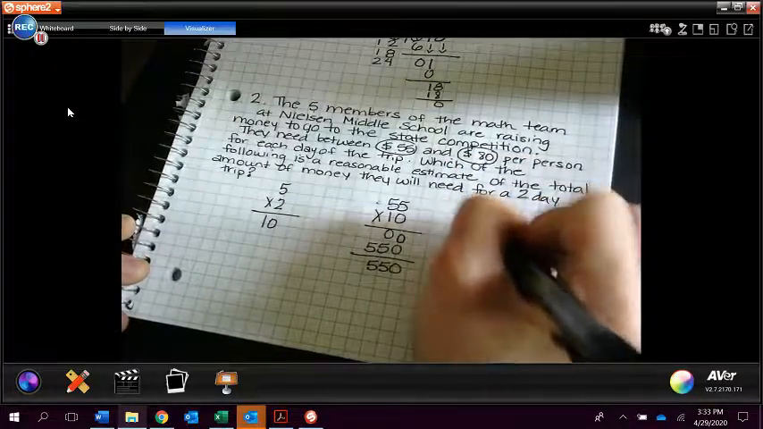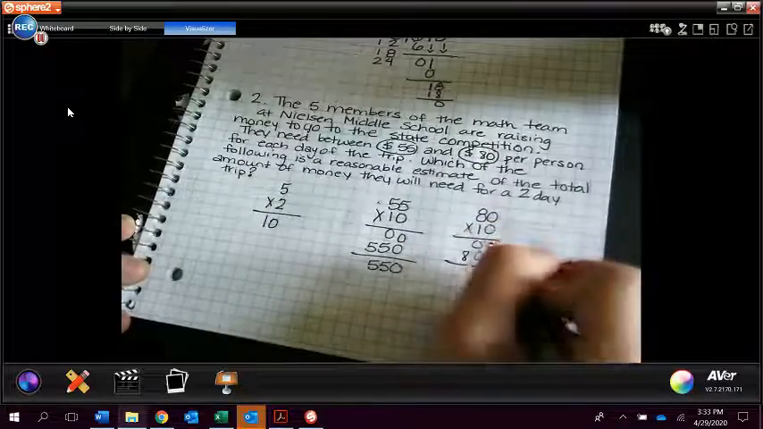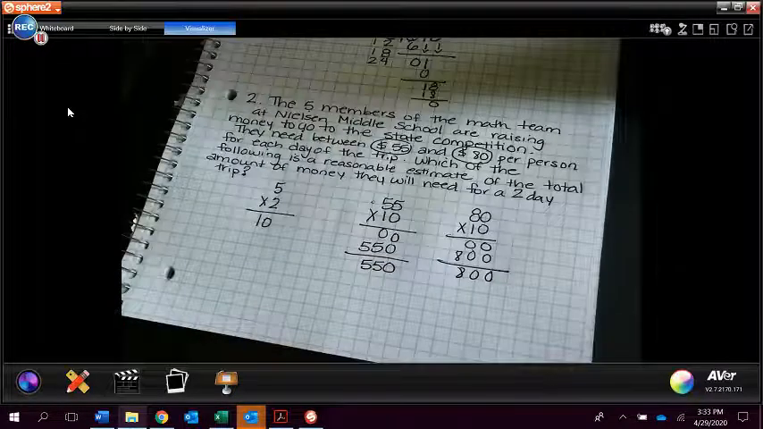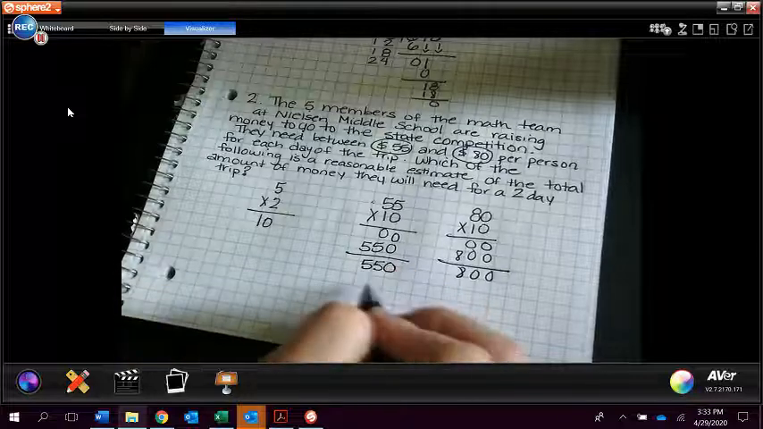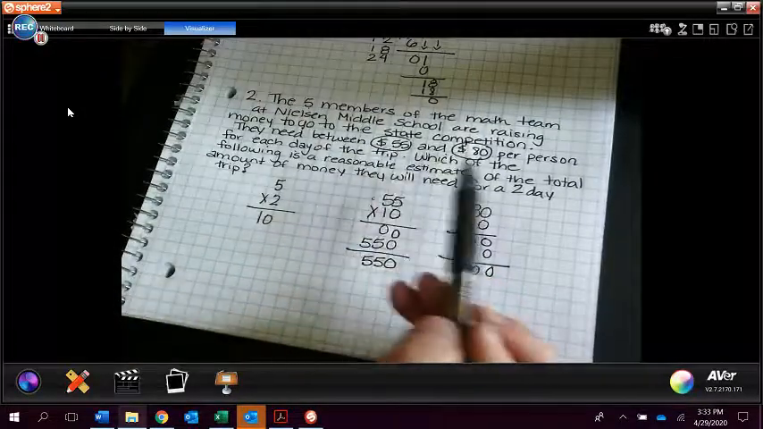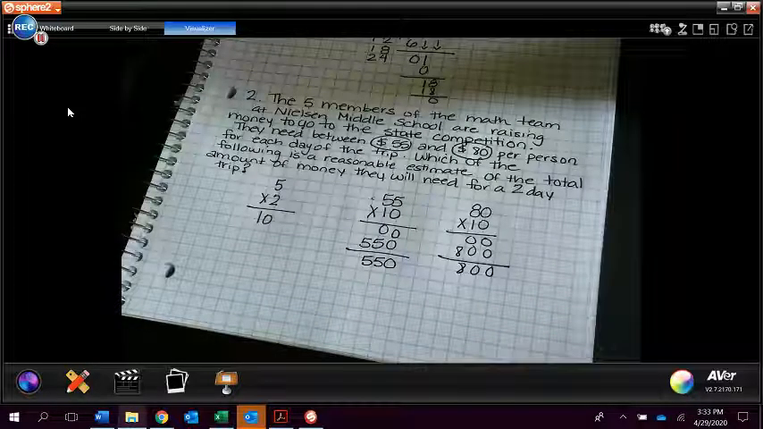And then I'm going to do the same thing with the 80. 80 times 10. And we know that gives us 800. So now look back at your answer choices. Remember, this is only if I'm using these. It's not saying that that's exactly what they need, but they need something in between the $55 and the $80.